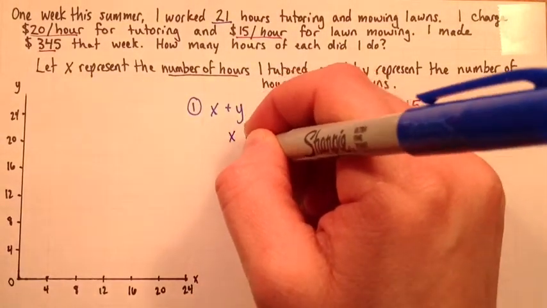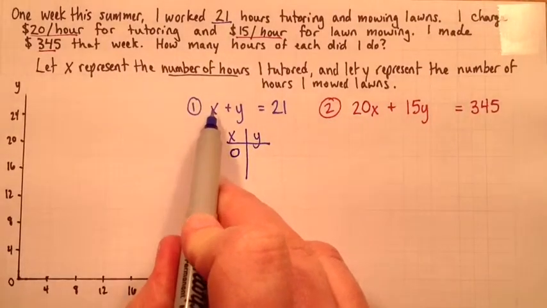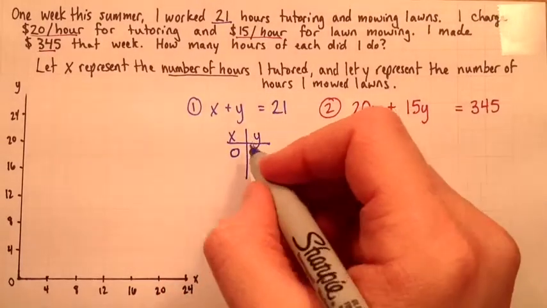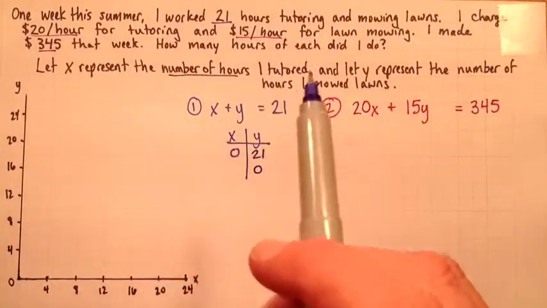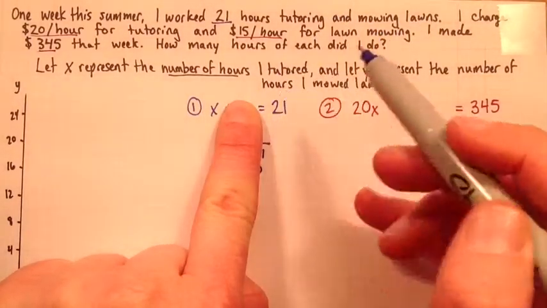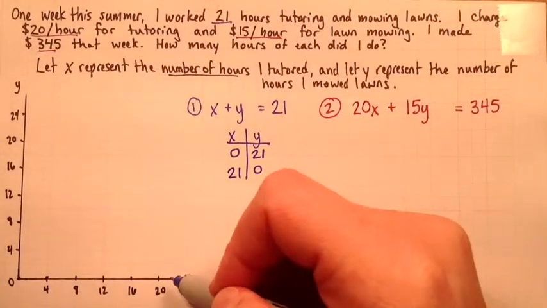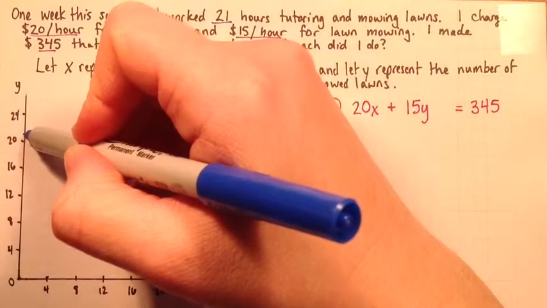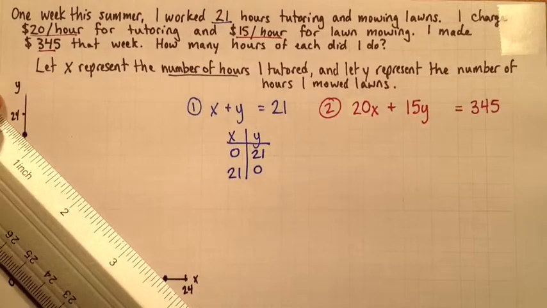here's an example of why it's really easy sometimes. If I substitute x equals 0, I'm not even going to write this down. You can if you want to. But I'll have 0 plus y equals 21. So that means that y equals 21. If I substituted y equals 0, I just have x equals 21. So I have a point there and a point right there. Join those.